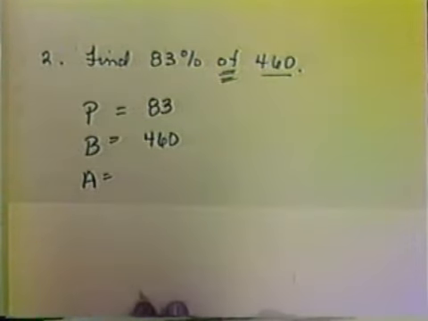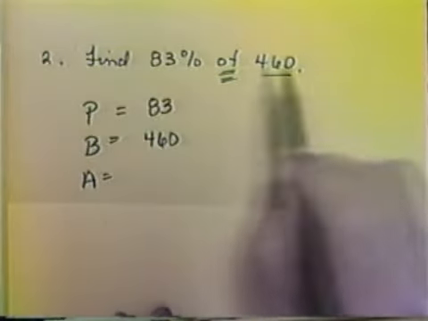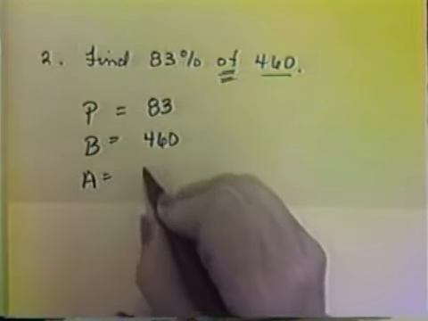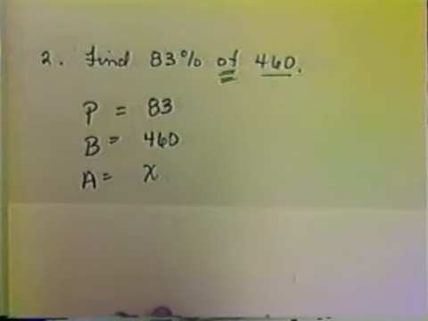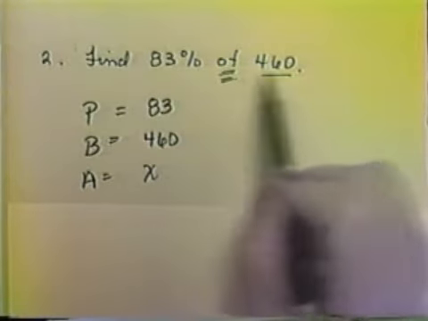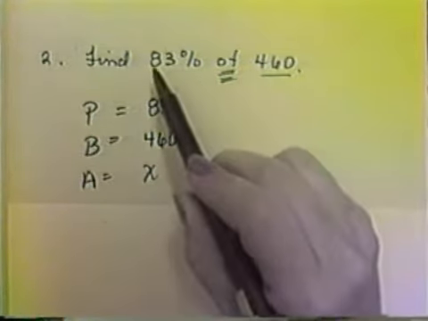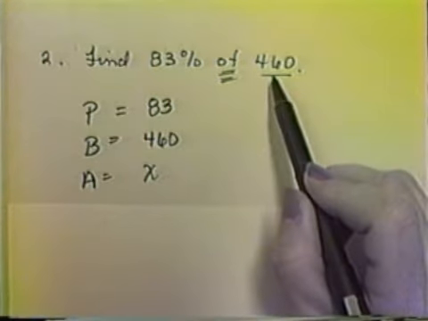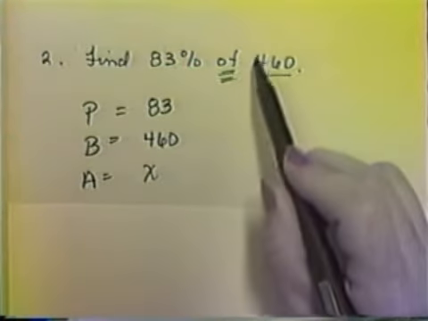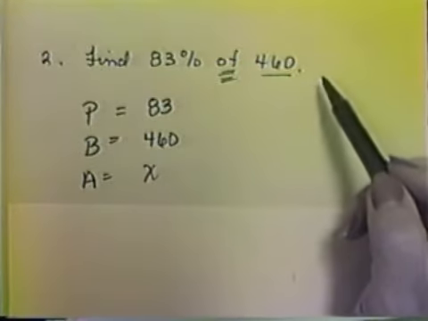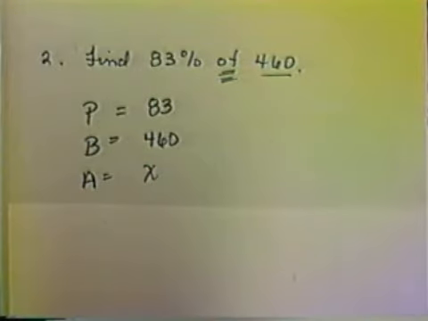Now the amount, we have to identify what the amount is. Well, I'm not given anything else, and they're asking us to find something, so that must mean the amount is going to be our x, or our unknown. That's what we're going to be looking for. So again, find 83% of 460. The percent is 83, fairly obvious. The base is what we're taking the percent of, and we're taking the percent of 460. So that's our base, which says the amount must be our unknown since we have nothing else.